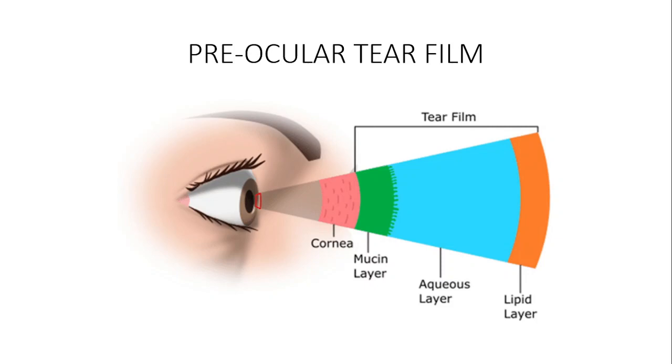Yes, so it also acts as what? Lubrication. It acts as lubrication, because the mucin layer itself is a lubricant. All right, so these are the major functions of each layer.